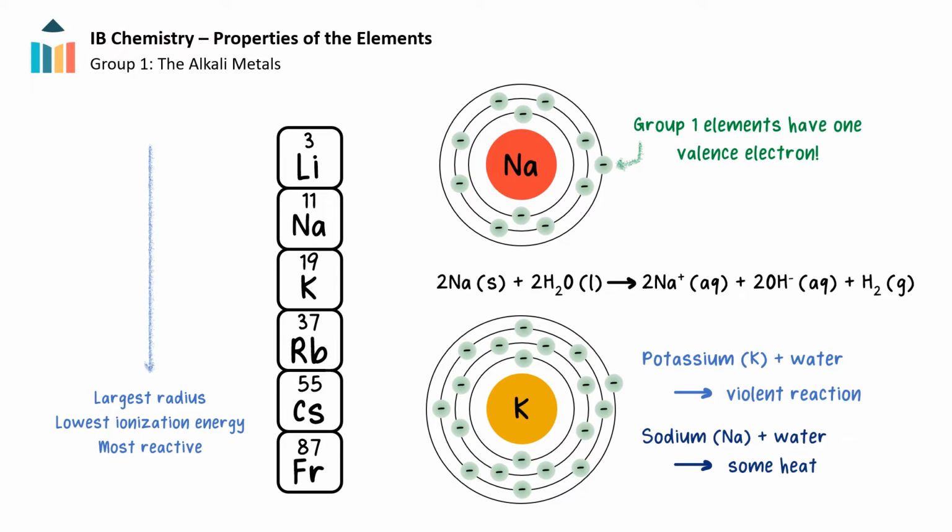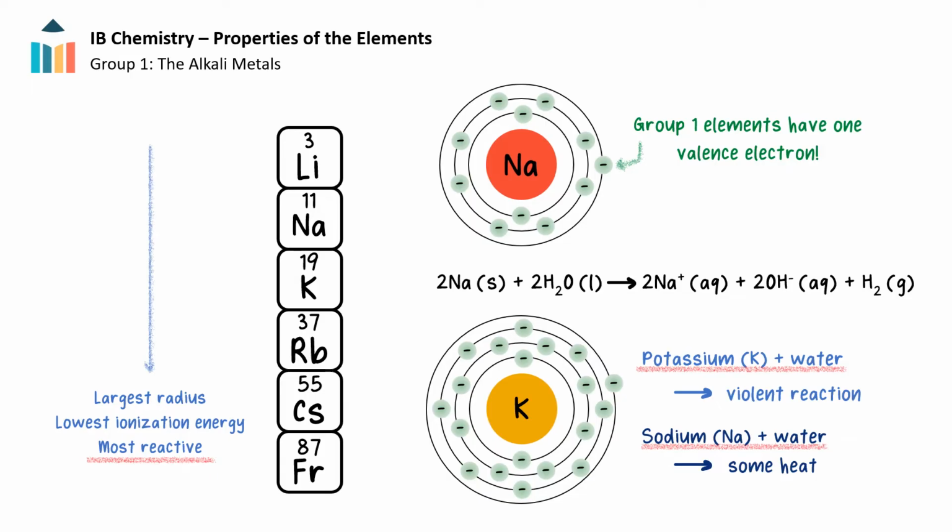As the atomic radius increases, the ionization energy decreases as the outermost electron becomes easier to remove as it's further away from the nucleus. The decrease in ionization energy means less energy is needed to form the 1+ ion in reactions, so more energy is released overall. This means that the metals become more reactive down the group.